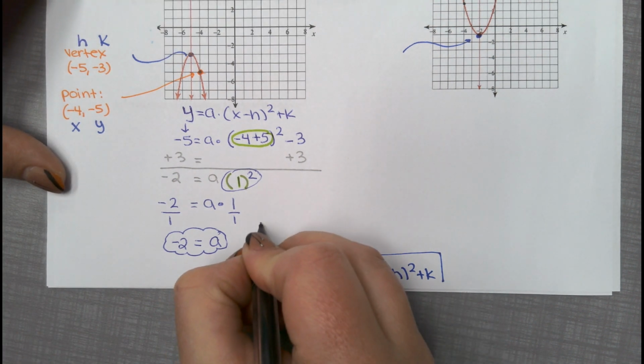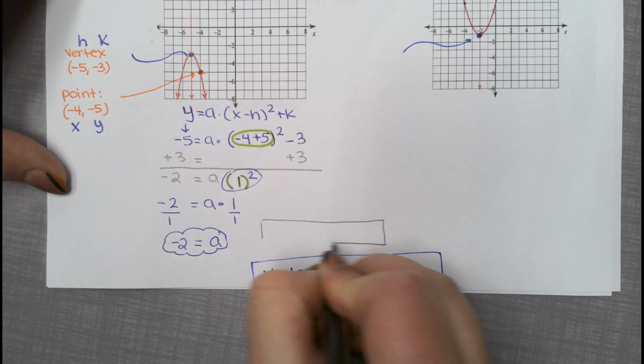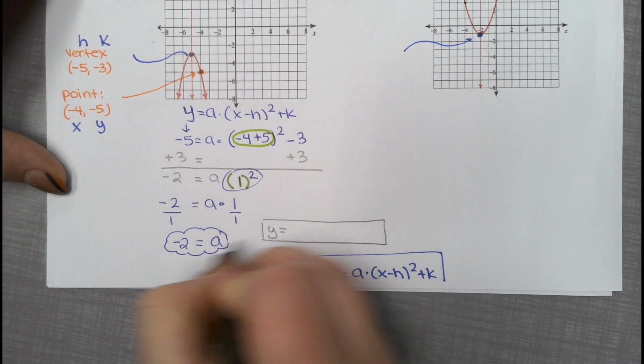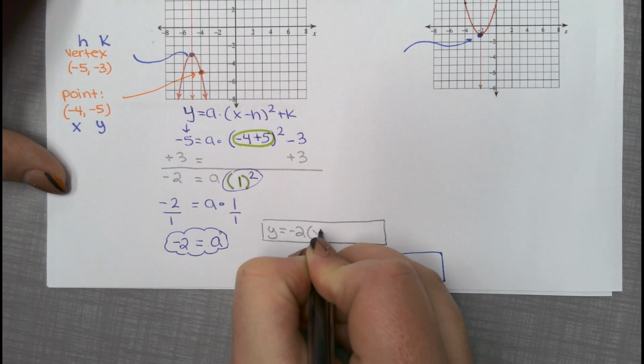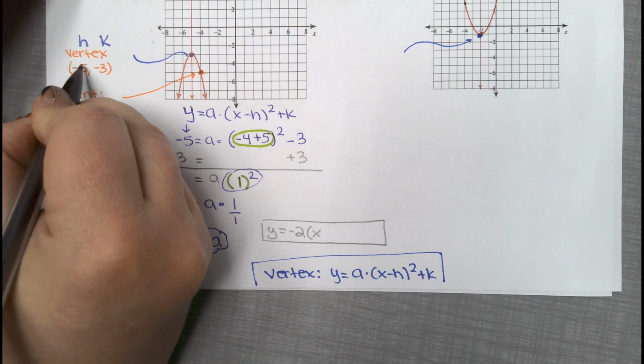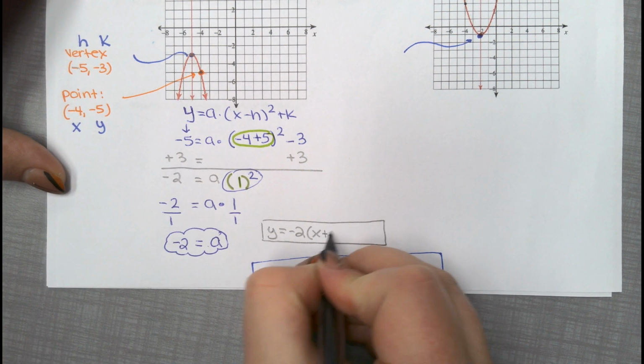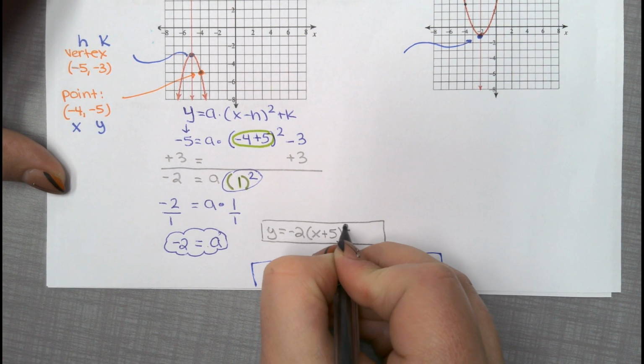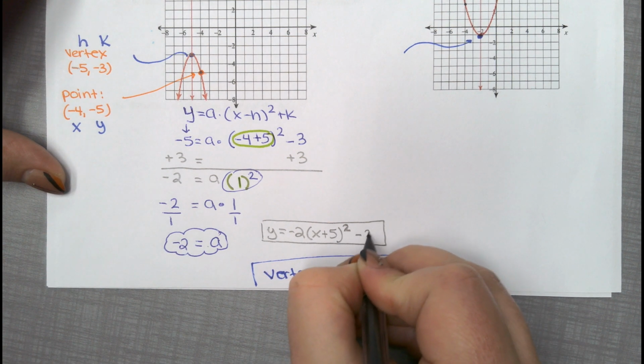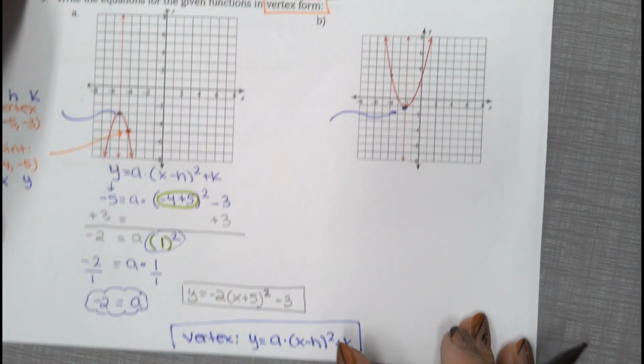So to write our answer, here's my answer box. We got y equals A is -2, x, h is -5, so we're writing a +5 for h. Make sure to square it, and then a -3 on the outside. All right, let's do one more.